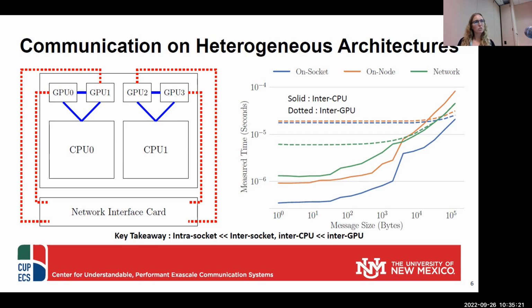When we get to larger messages here, we actually see that it's more than 2 times as expensive to send on node than through the network. So it's actually cheaper to send to another node and then back to your node than to just send on node. So the main thing to take away from this is that on socket is still a lot cheaper, but now on node is not necessarily cheaper.